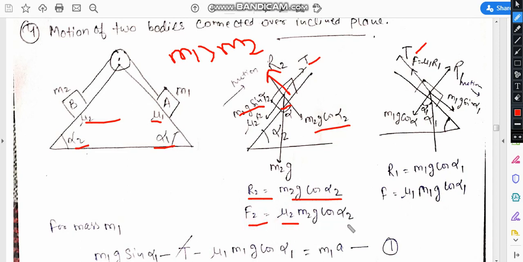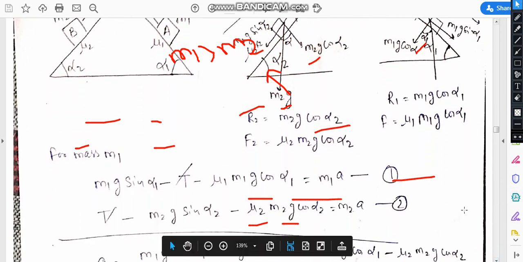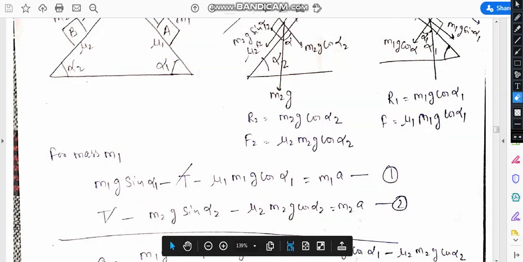So F2 is mu2 m2g cos alpha 2, and similarly in this direction R1 is m1g cos alpha 1 and F1 equals mu1 m1g cos alpha 1. One by one we can solve for these two expressions, where m2 is going upward and m1 is going downward. How can we proceed to find this expression?